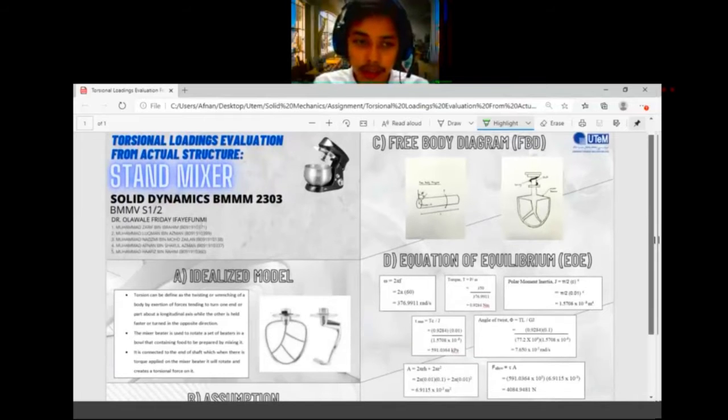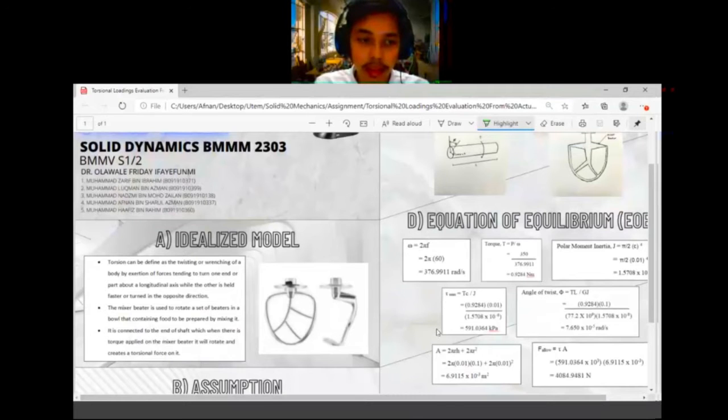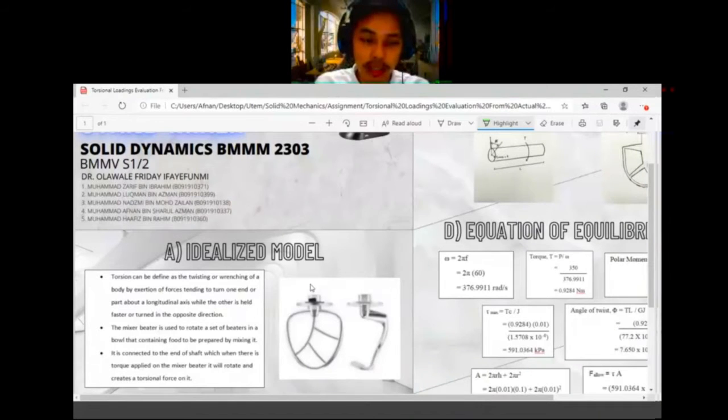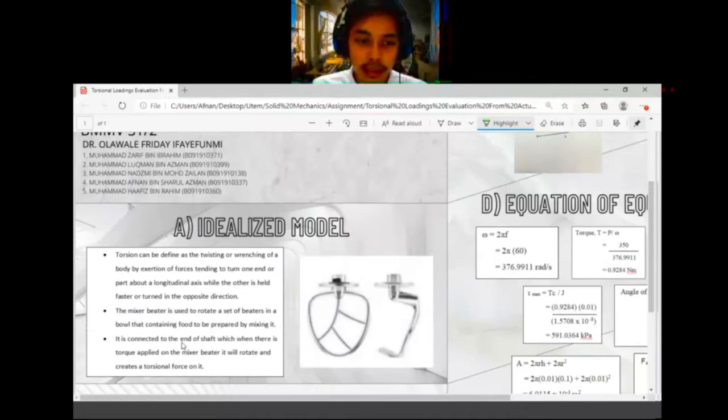For the idealized model, torsion can be defined as the twisting or wrenching of a body by exertion of forces, tending to turn one end or part about a longitudinal axis, while the other is held fast or turned in the opposite direction. The mixer beater is used to rotate a set of beaters in a bowl containing food to be prepared by mixing it. It is connected to the end of a shaft, and when torque is applied on the mixer beater, it will rotate and create a torsional force on it. For the assumption values, I will pass to Muhammad Hafiz.